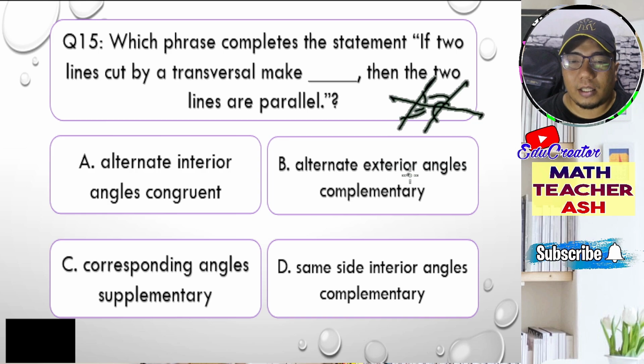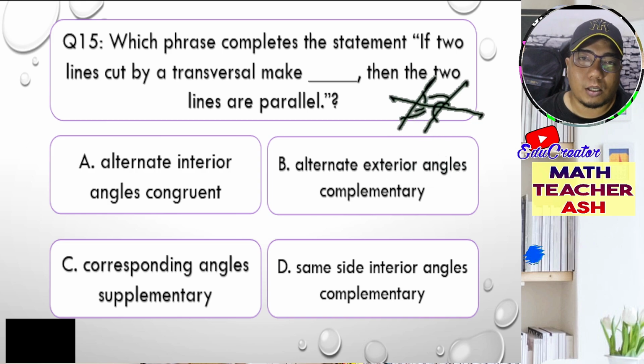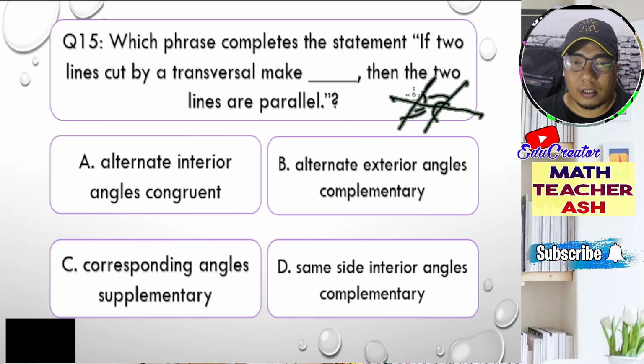Next, alternate exterior angles should be complementary. When we say complementary, it is equal to 90 degrees. So alternate exterior angles, this one should be complementary with this one. So that is already wrong, because alternate exterior angles are always congruent. So letter B is wrong.